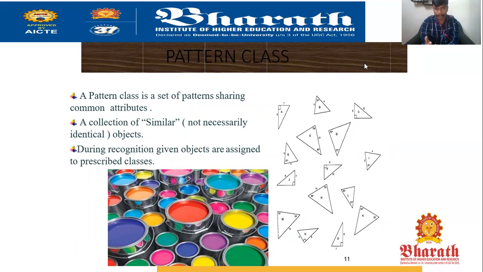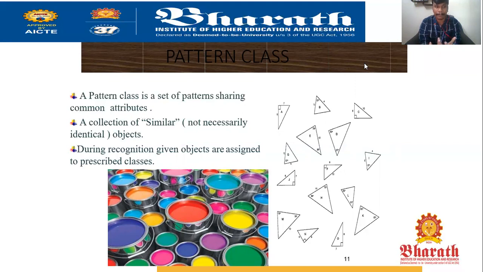After knowing about pattern, the processing of pattern recognition, and the models existing in pattern recognition, now we are coming to the pattern class. A pattern class is a set of patterns sharing similar objects or common attributes as their properties. A collection of similar items, not necessarily the same or identical. Objects with similar properties will be considered a pattern class. During the recognition process, a given object will be assigned to some prescribed classes, known as pattern classes.